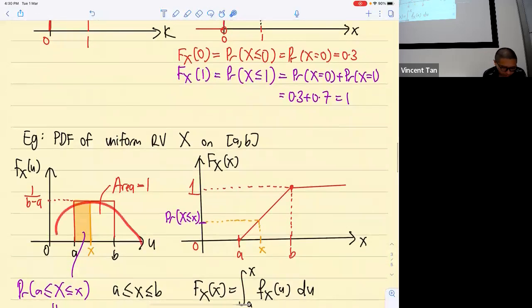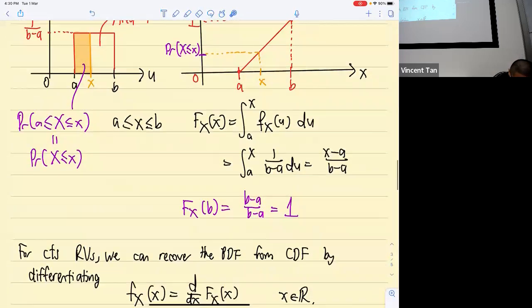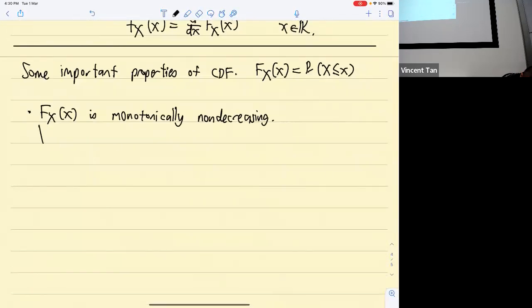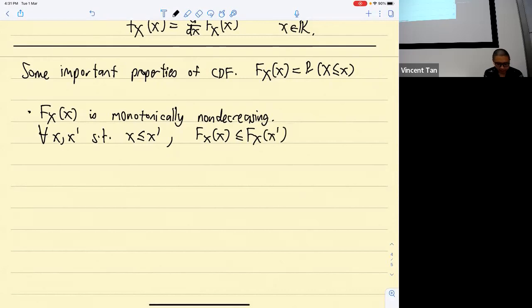Even for continuous random variables like this, here you are strictly increasing. Strictly increasing is non-decreasing. But here you're flat. Flat is not increasing, so it is non-decreasing. So mathematically, what is the meaning of non-decreasing? For all x prime such that x is less than or equal to x prime, we have that F of x is less than or equal to F of x prime. That is the meaning of non-decreasing: cannot decrease. It can be increasing and can be constant.